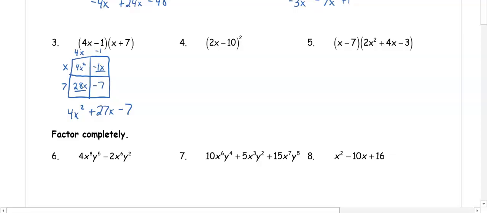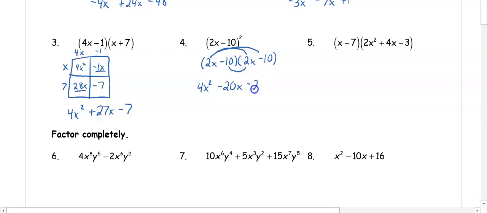In number 4, we have the quantity 2x minus 10, squared. So what you're going to do is rewrite this parenthesis twice. And then instead of doing the box method, you can also distribute. So 2x times 2x is 4x squared. 2x times negative 10 is negative 20x.